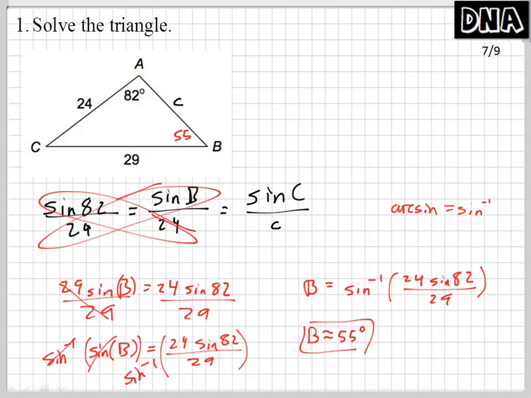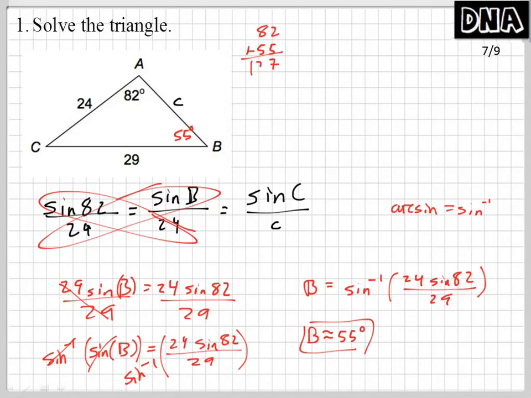Now it says solve the triangle, which means you have to find all the angles and all the sides. What would you try to find next? Capital C? Yeah, capital C. That sounds good. Find the other angle. How are we going to find the other angle? All angles inside of a triangle add up to 180. Yes, so I'm going to add these two together.